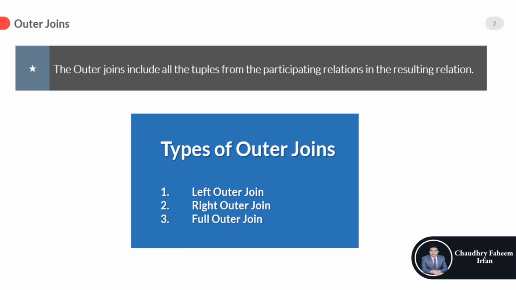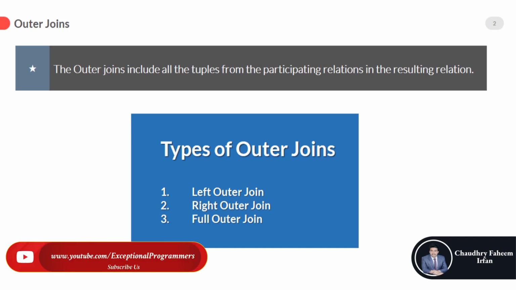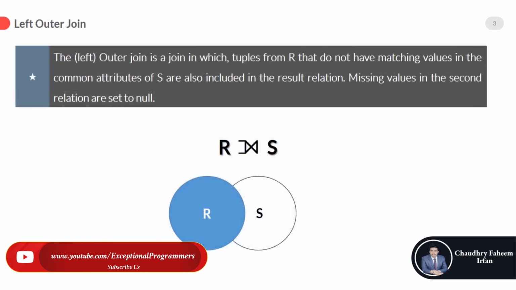An inner join includes only those tuples with matching attributes and the rest are not included in the resulting relation. We need to use outer joins to include all the tuples from the participating relations in the resulting relation. There are three types of outer joins: left outer join, right outer join and full outer join. So the first one is left outer join.